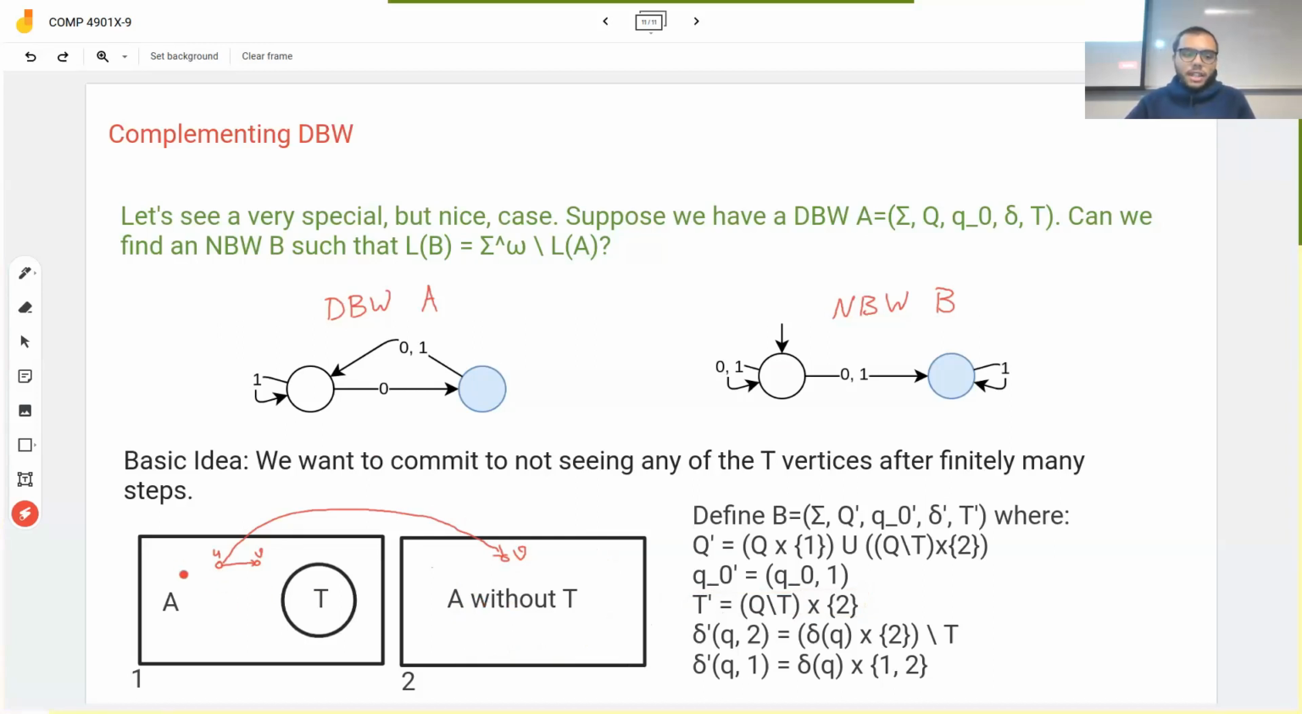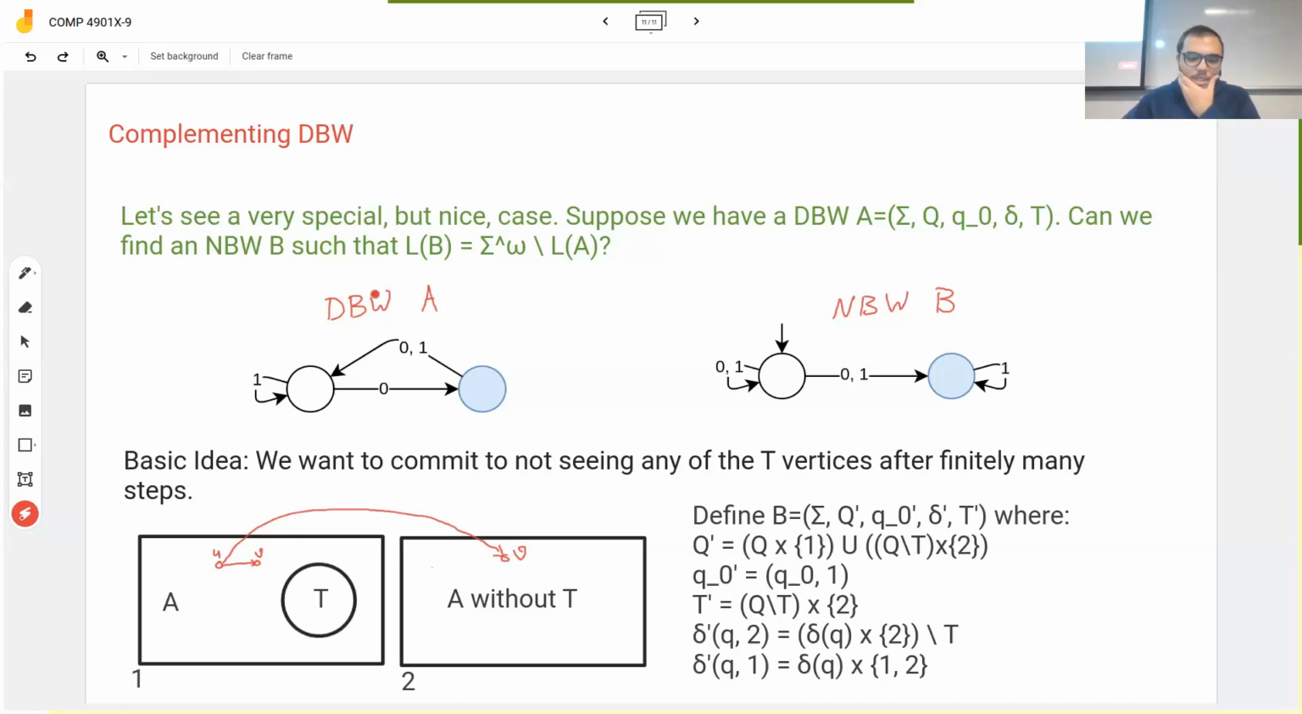And any run that would stay in A would not be accepted, of course. But now, if A is non-deterministic, the problem is that I can have many different runs in A over the same word. And if I have many different runs, some of them might go to the right-hand side and commit to never seeing T again.